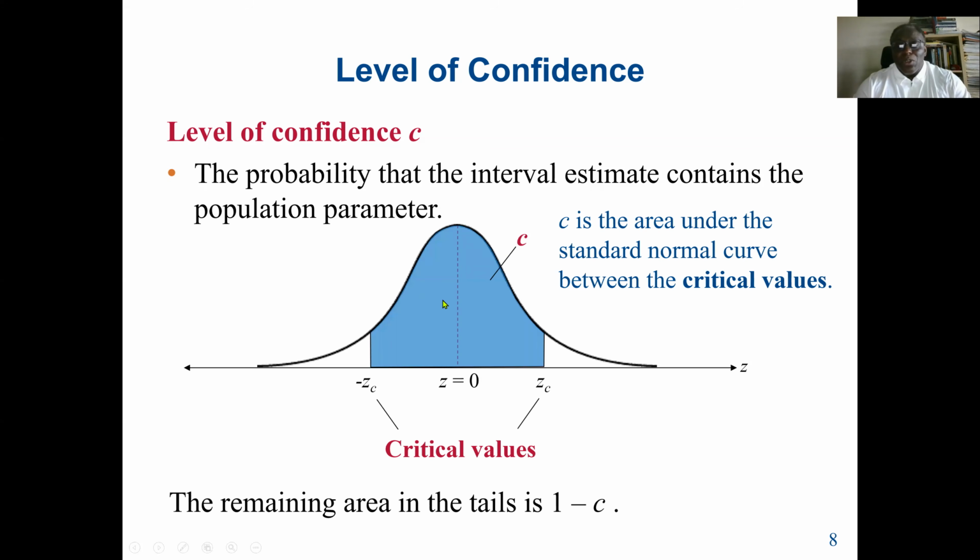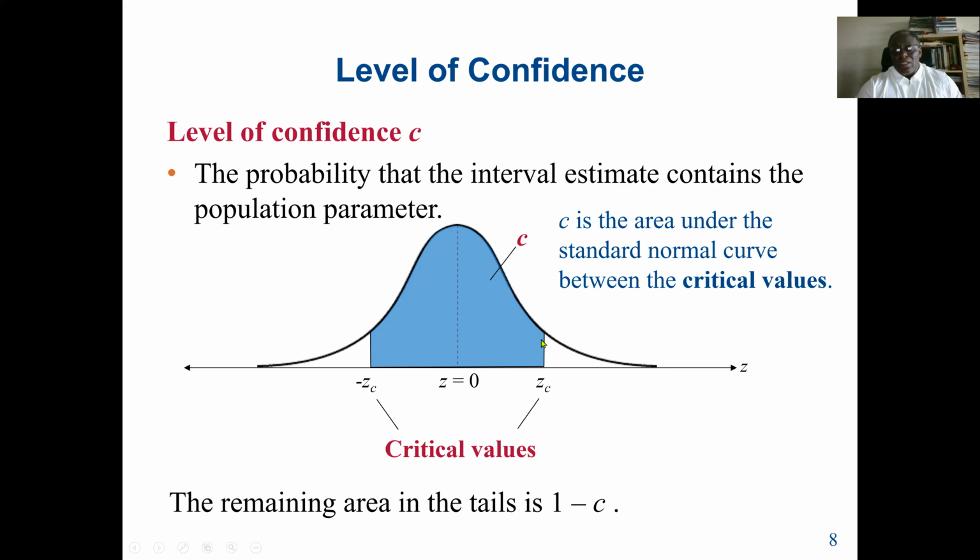So in this example, we can use the normal distribution curve. The area under the curve, which is the shaded area, will be our C. Then we have the critical values from negative ZC to positive ZC. At the center, Z is 0. So this is a standard normal curve, and the critical values will be from negative ZC to positive ZC.